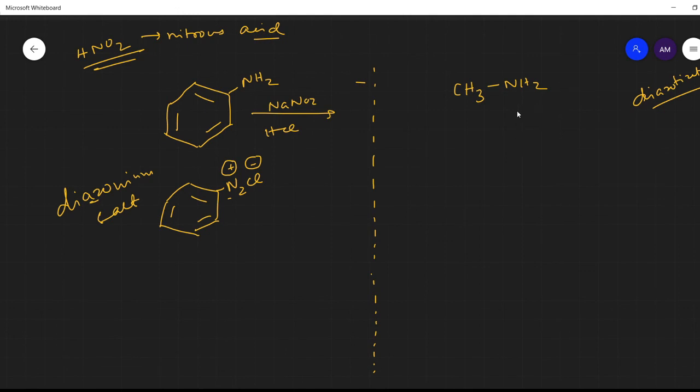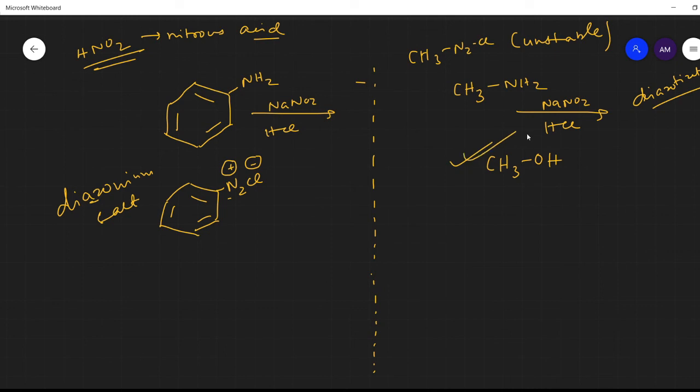But when you react an aliphatic amine with NaNO2 and HCl, you get alcohol as the main product. Here a diazonium salt doesn't form, because if such a thing were formed, it would be unstable and would readily get converted into alcohol, nitrogen and HCl. So you will get alcohol as the major product. Now, can you distinguish between this diazonium salt and alcohol? No, you don't know, right?